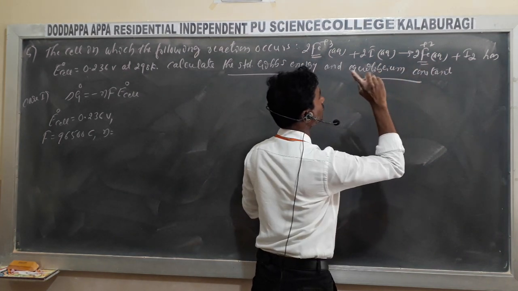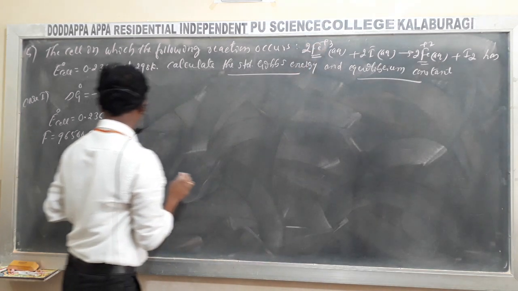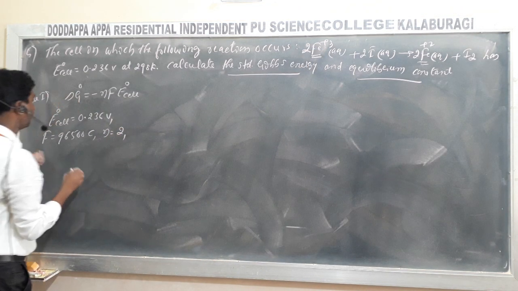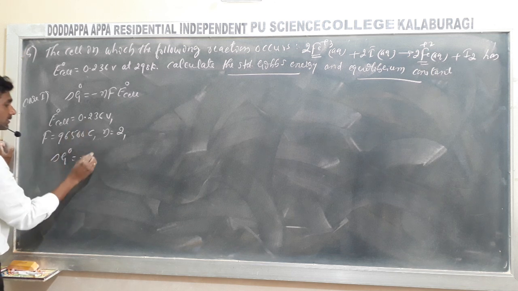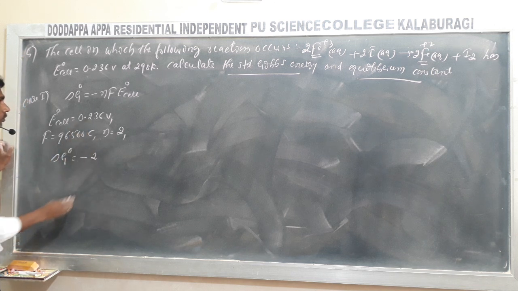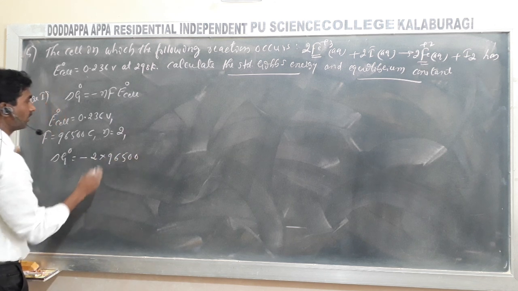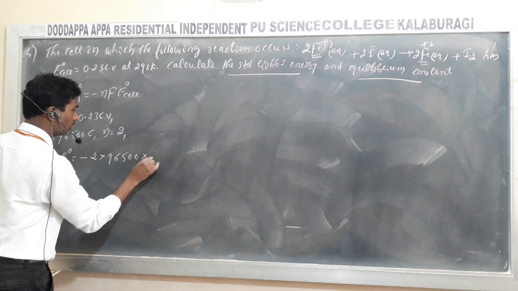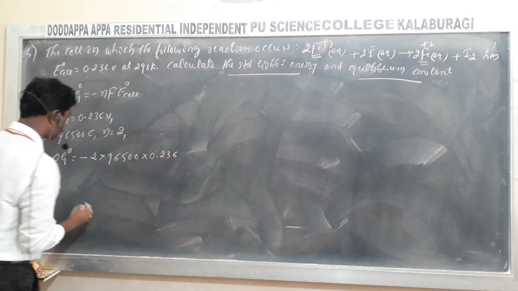How many electrons are lost? 1. But here 2 Fe plus 3 means 2 electrons lost. So n is equal to 2. Yes, you have to substitute. Delta G naught is equal to minus n, where n is equal to 2, and Faraday is equal to 96,500. What is the E naught of cell? E naught of cell is equal to 0.236 volt.